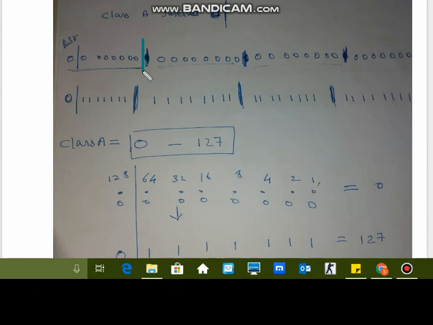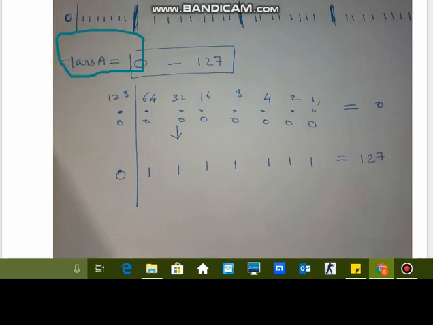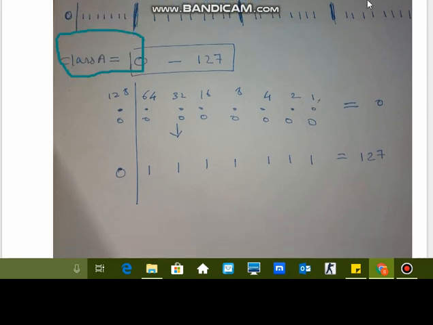You can see here, this is the first octet. In the first octet, the first bit is 0 always. Similarly, the rest we're gonna place zeros and ones. So what we're gonna get is 0 to 127. How are we gonna get this? Every bit is assigned a weightage: first bit, second bit, third bit, fourth bit, fifth bit, sixth bit, seventh bit, eighth bit. These things you have to remember.